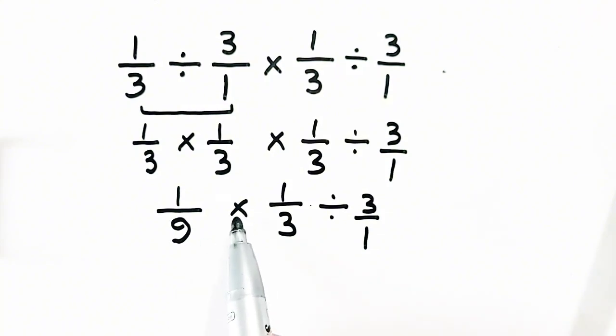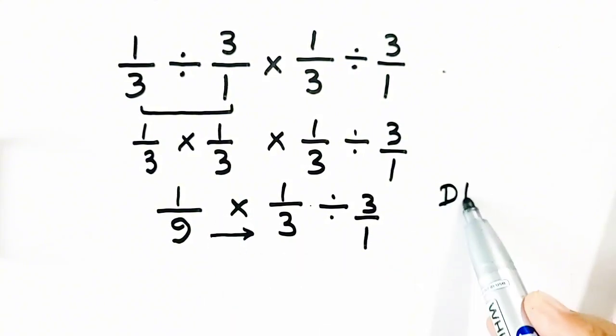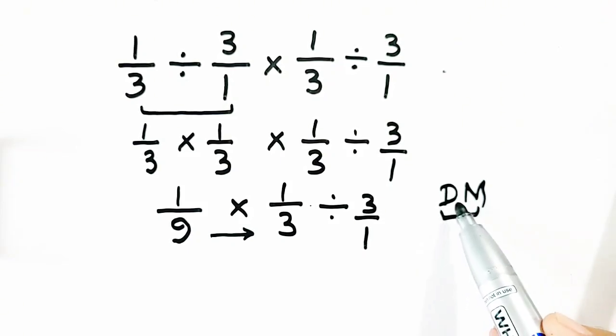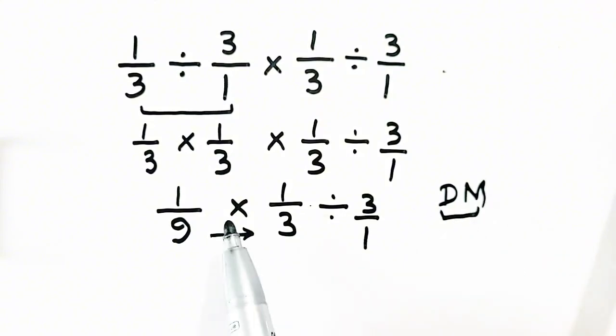Now, division and multiplication are in the same question, and multiplication is at left, so we have to perform multiplication first because we have to follow the DM rule. Division and multiplication both have same priority, but if division is at left, we will perform divide first. And if multiplication is at left, we will perform multiplication first.